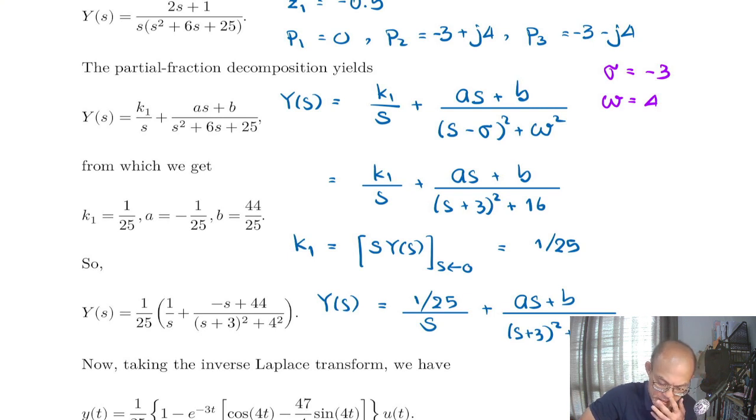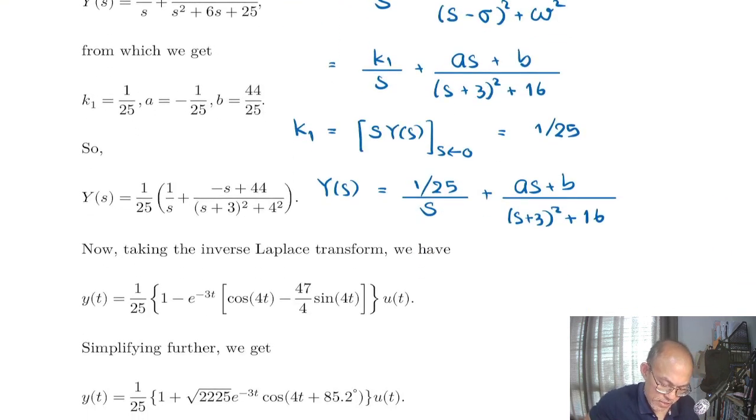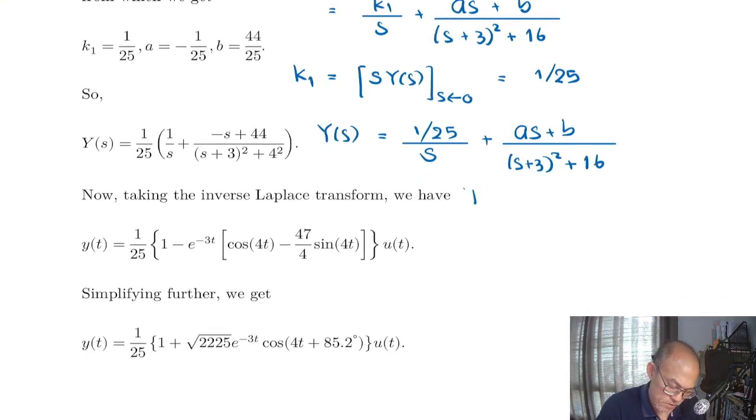Now how do we find A and B? It's not easy. We need to do the algebra to find A and B. There is no formula. To find A and B, we do algebra.